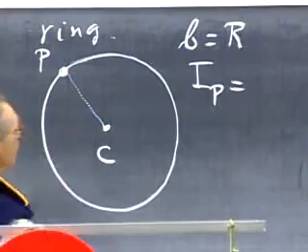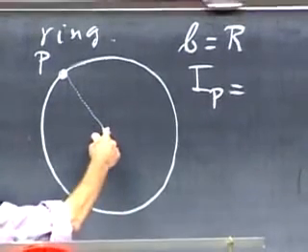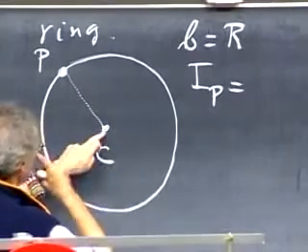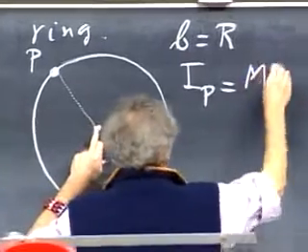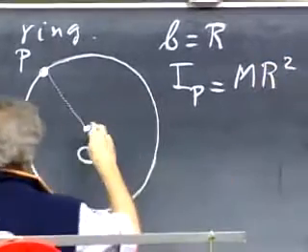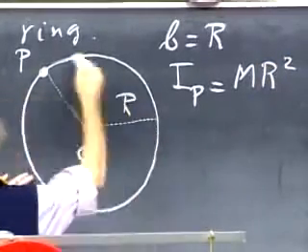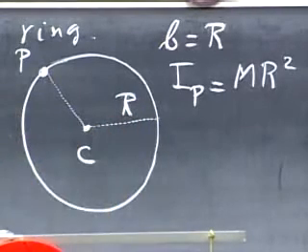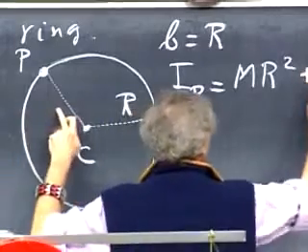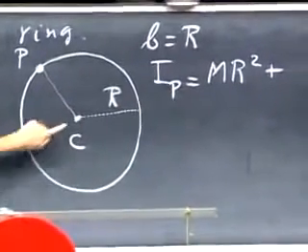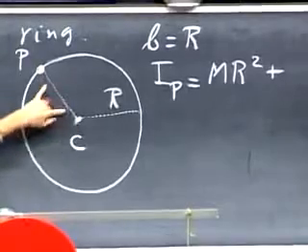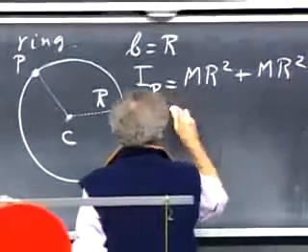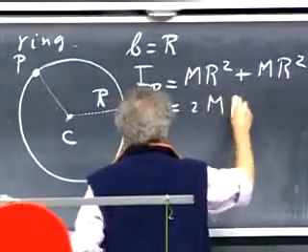Again, we have to use now the parallel axis theorem. It is the moment of inertia for rotation about this axis through point C, through the center of mass. That is mr squared. This r is the radius of the ring, because all the mass is at the circumference, all at a distance r from the center of mass. And then we have to add to that, according to the parallel axis theorem, the mass times this distance squared, and this distance is r, so you get mr squared. So it is 2m r squared.